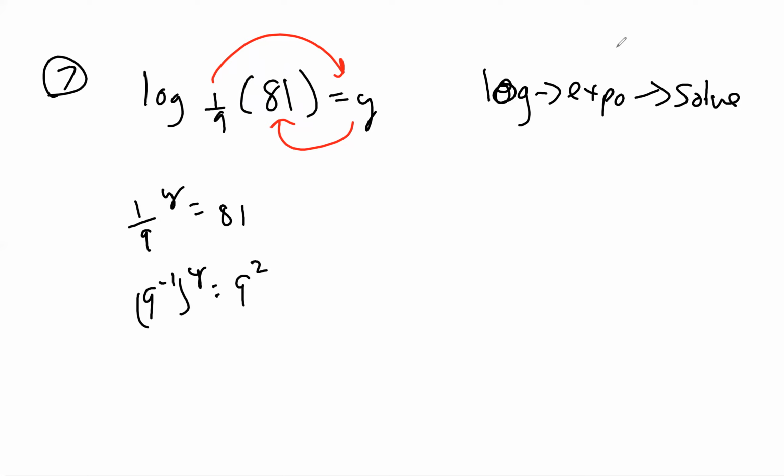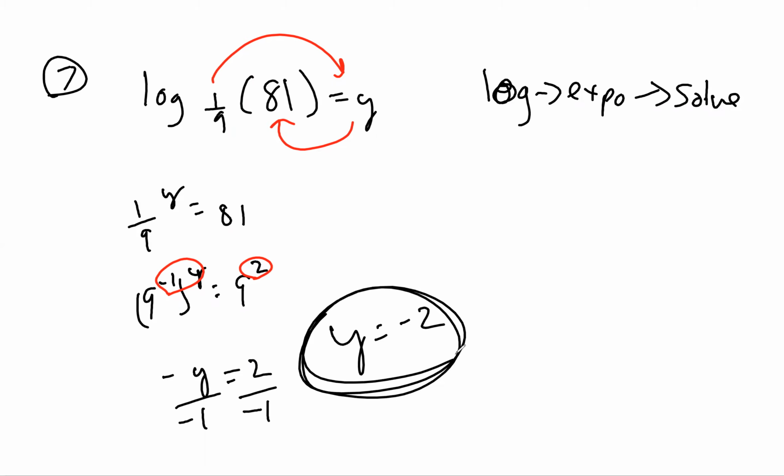And so now I have these exponents, and I'm going to set them equal to each other. So what I'm going to have is negative 1y, or just negative y, equals the number 2. And then, of course, I'm going to have to divide both sides by that negative 1. And so that's going to give me y equals negative 2. And now I'm done.